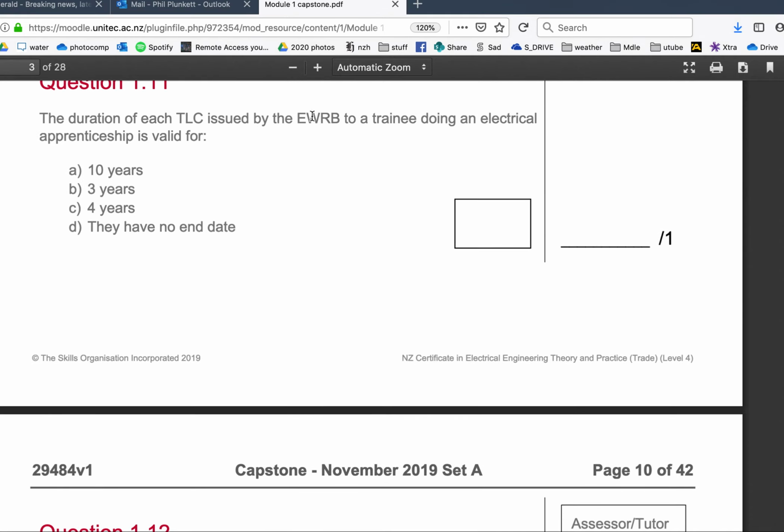Duration of TLC issued by the EWRB. This is your limited training license. It is 4 years. The reason they have 4 years is they feel that you should be able to start your training and get everything done in 4 years. And if you've got to apply for another one, it puts a bit of a flag up for them so they can say, okay, what's going on here? Why are you still training? Okay, 4 years.